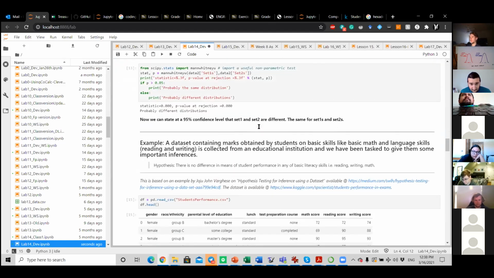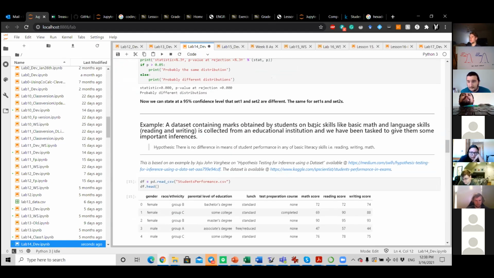Okay, so I have one more example for you. This is based on a real data set to give you a better sense. A data set containing marks obtained by students on basic skills like math, language skills, reading, and writing is collected from an educational institution, and we have been tasked to give them some important inferences.